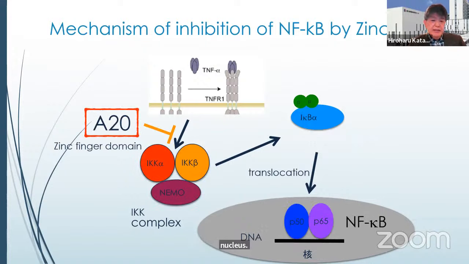A20 protein has a zinc finger domain, and zinc administration potentiates the effect of A20. A20 inhibits the IKK complex, so zinc potentially inhibits the IKK complex and inhibits the NF-κB pathway.